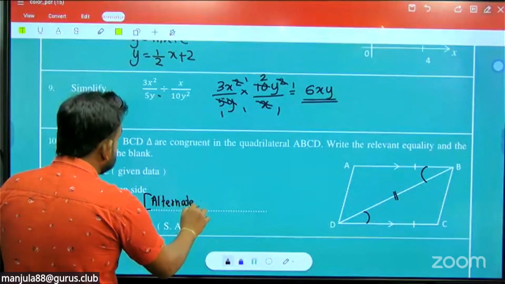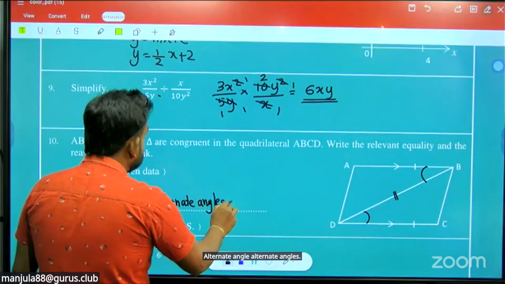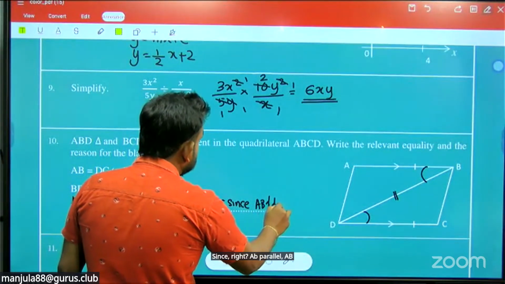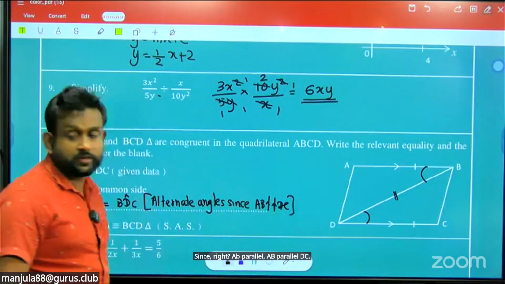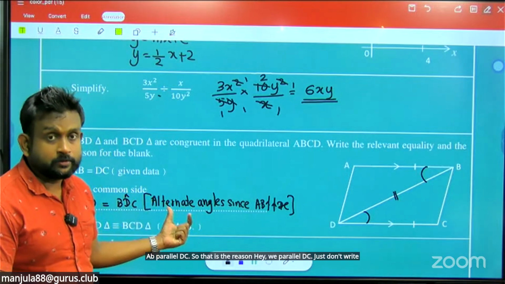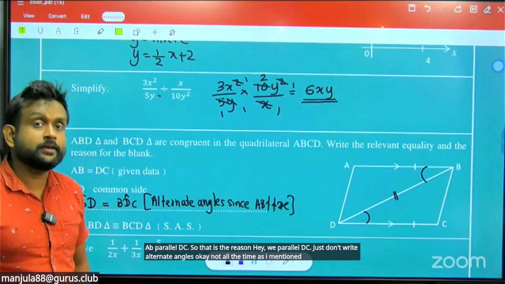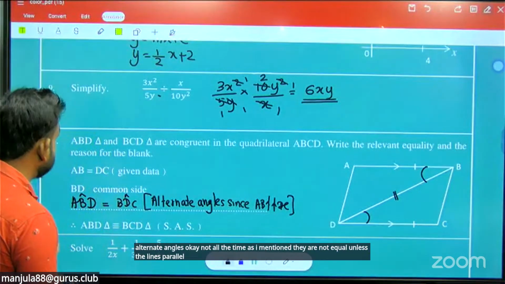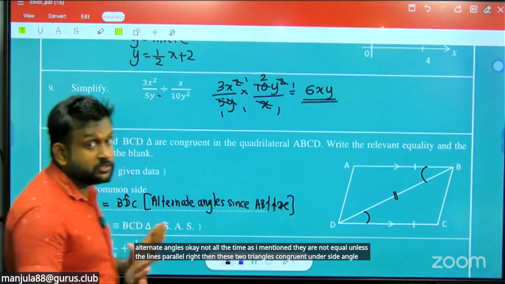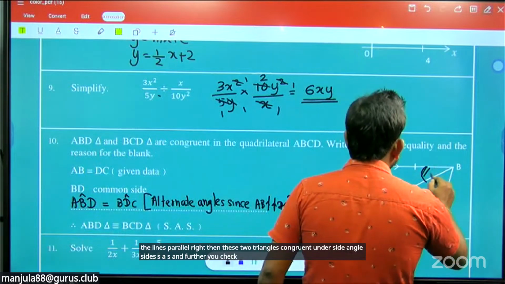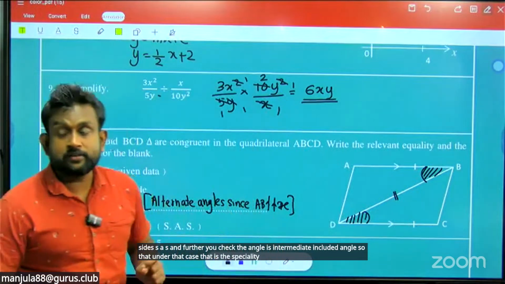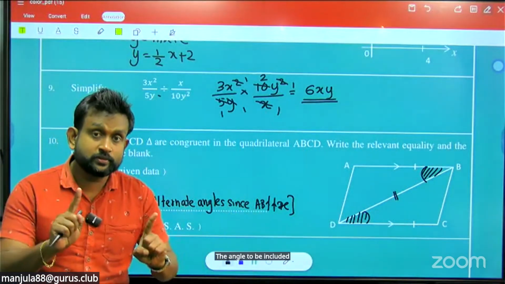Reason: alternate angles, since AB is parallel to DC. So that is the reason, AB parallel DC. Just don't write alternate angles, because as I mentioned, they are not equal unless the lines are parallel. Then these two triangles are congruent under side-angle-side, SAS, and you further check that the angle is the included angle between the two sides. That is the speciality of SAS.